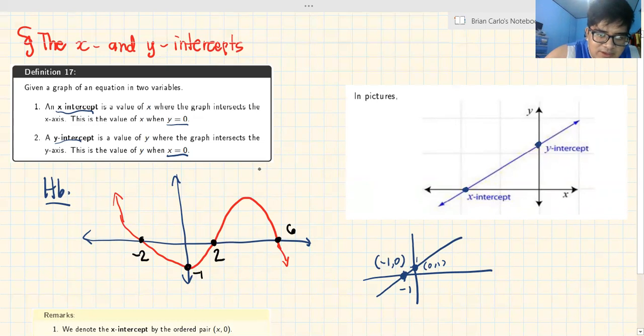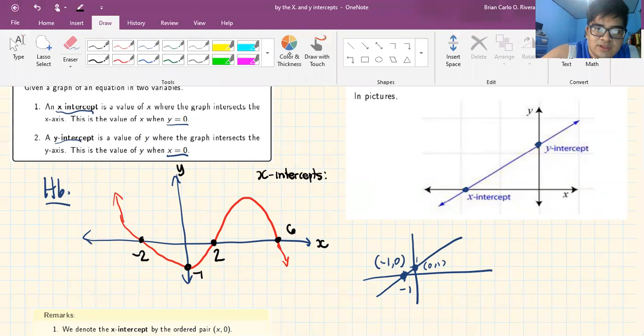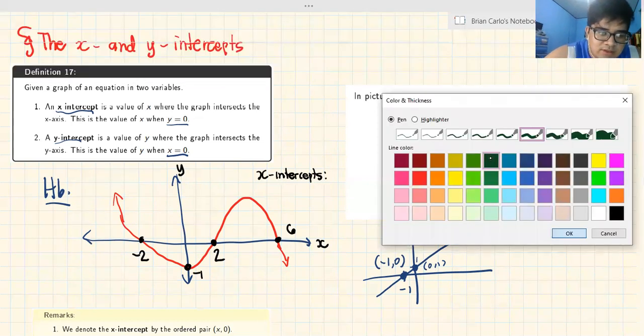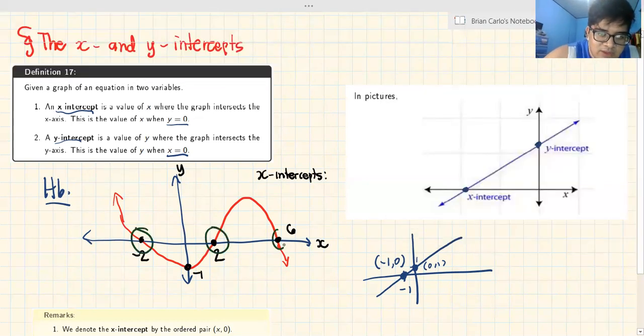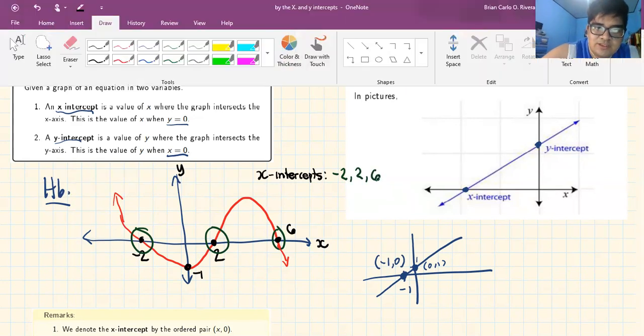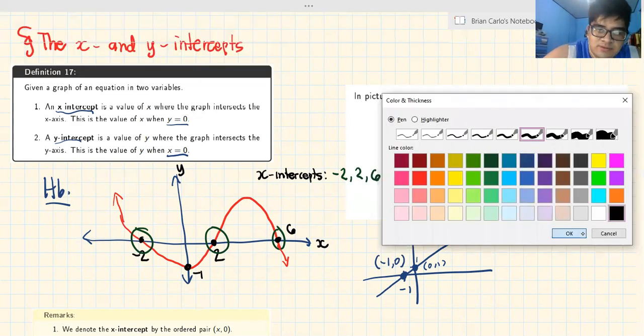Ngayon, pag sinabi, what are the x-intercepts? Pag tinanong, what are the x-intercepts? Ibig sabihin, yan yung mga points na tumama sa x-axis. Sino ba x-axis? Ito, di ba? Ito yung y-axis. Tumama sa x-axis. Sino yung mga yun? Let's change the color to green. Di ba ito? Ito. So, x-intercepts is -2, 2, and 6. Tama ba? And let's revert back the color to black.